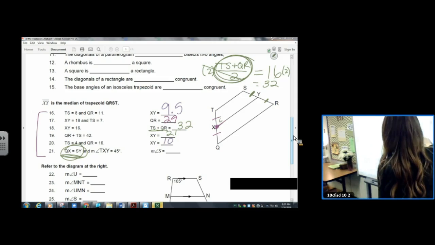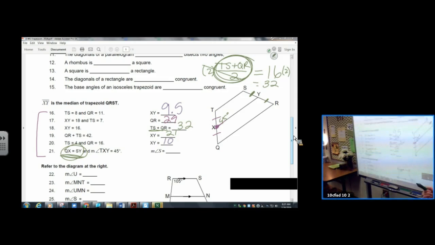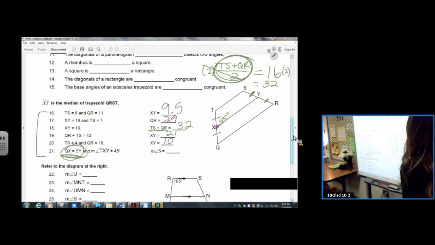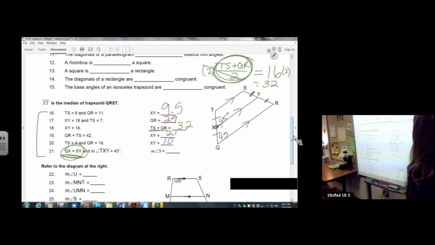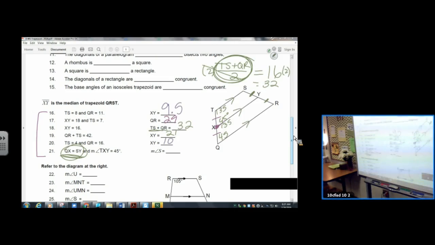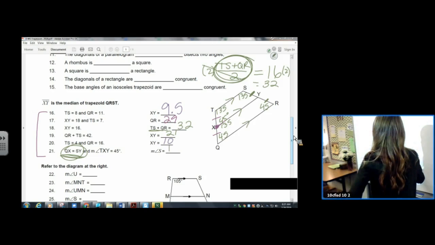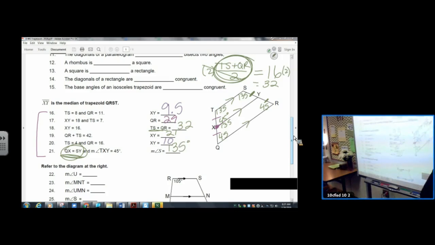TXY is 45 degrees. I could actually find all the angles in the whole trapezoid if I wanted to. These are parallel. Don't forget that these things are parallel. So I could use parallel lines cut by a transversal. I could do 45, 45. I could do linear pair, 135. That would make this 135. I know that the base angles are congruent. So 45, 45, 135, 135. Kind of looks like that. I found extra angles just to help you out in your trapezoidal knowledge.